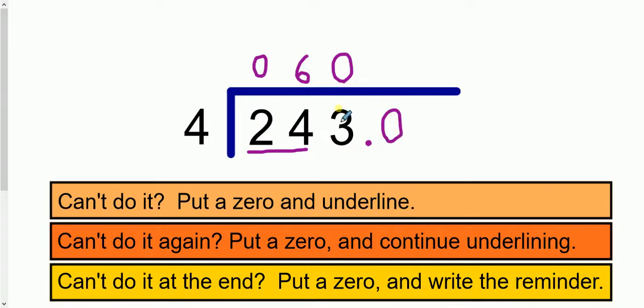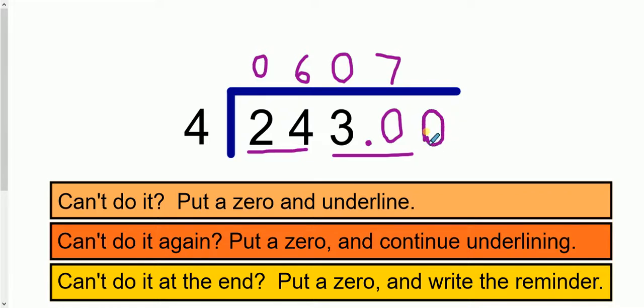Now, we can underline. So how many 4s go into 3? Can't do it. So what do we do? We put a 0 and we underline. Now remember, we ignore the decimal point until the very end. So how many 4s are in 30? And there are 7. 4 times 7 is 28. Now we have a leftover 2. But there's nothing here to put the 2 next to. And we don't want to put remainder 2. So we can put another 0 here.